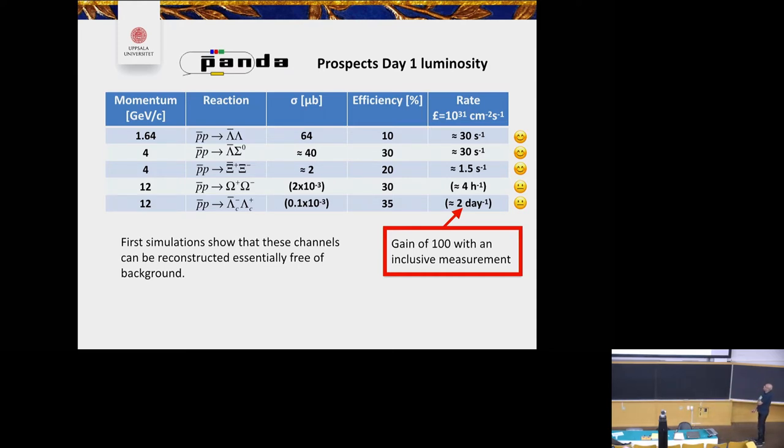And also for the cascades, you expect of the order of 2 events per second. Nothing is known about the cross-section for omegas and lambda C, and in fact the theoretical calculations vary by 2 orders of magnitude, and this is the middle of the value. And the fact that the events have a topology such that the decays are well displaced from the interaction vertex makes it very clean from background.